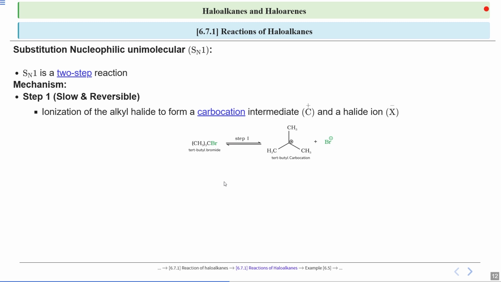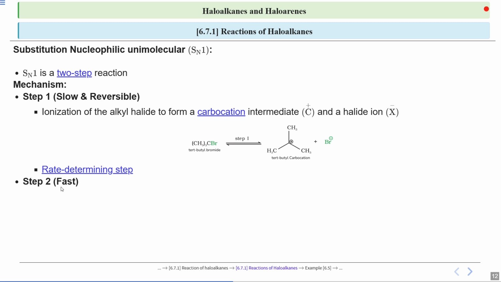Now, because this is a nucleophilic substitution reaction, the nucleophile is going to attack this carbocation, right? So this is step 1, because it is a slow step, it is the rate determining step. How? Because the rate here depends upon the alkyl halide concentration.